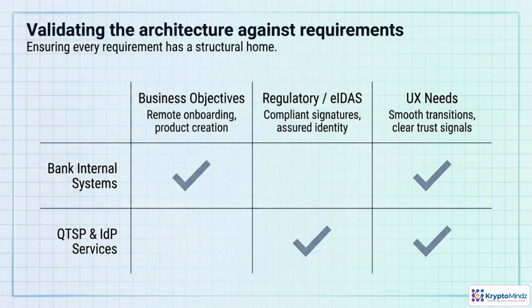Validating an architecture really means asking, does every important requirement have a clear owner? Business objectives like remote onboarding mainly live in the bank's internal systems: product engines, customer portals, and workflows. Regulatory and eIDAS duties lean heavily on QTSP and identity provider services, but evidence still needs to be captured in the bank's records. UX needs are shared. The bank shapes the journey, while external services must integrate smoothly and present trustworthy, understandable flows.